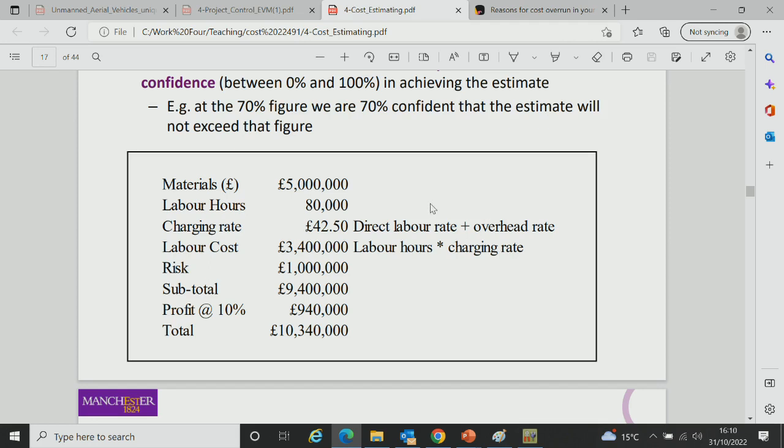And then you have a risk happening, a budget for risk and a profit. So labor hours is just another way of saying man hours, right? Yes. Or person hours, no. Yeah. So they will be direct labor. So remember when I said the overhead is recovered based on the number of labor hours. So that's why the overhead rate is connected to labor.